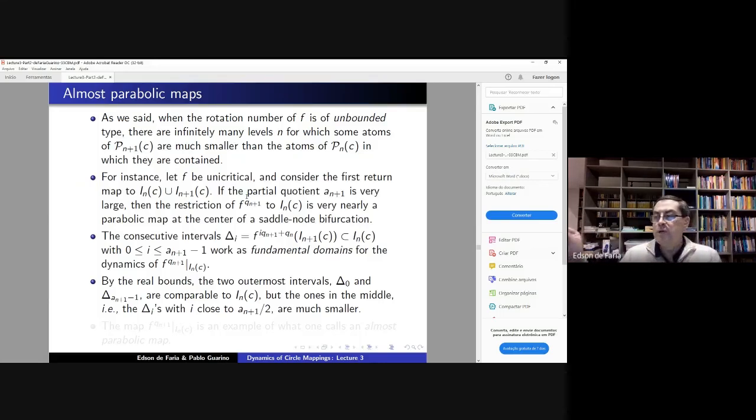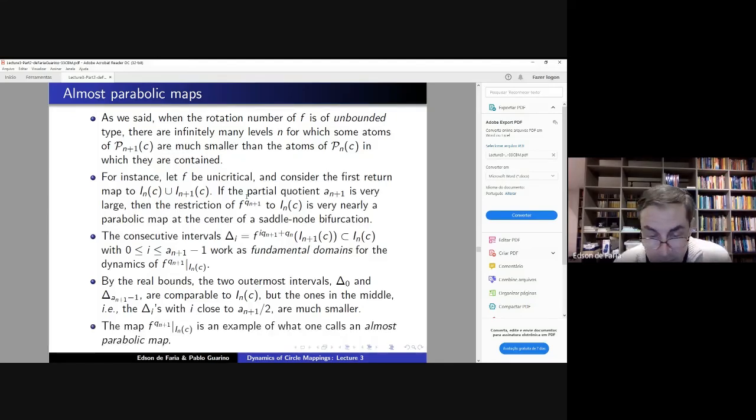Now, when you look at these fundamental domains, there is one where you start and one where you end, and they're comparable to the size of the big interval containing them, okay? But the ones in the middle, if you have a gazillion of them in the middle, they can be very tiny. This is an example of what we call an almost parabolic map.